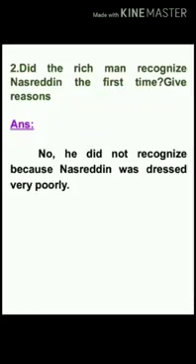Next we move to second question. Did the rich man recognize Nasruddin the first time? Give reasons. Answer. No, he did not recognize because Nasruddin was dressed very poorly. Do you know, children, why he did not recognize Nasruddin? Because Nasruddin was dressed very poorly, the shabbiest clothes he wore and went to the feast.